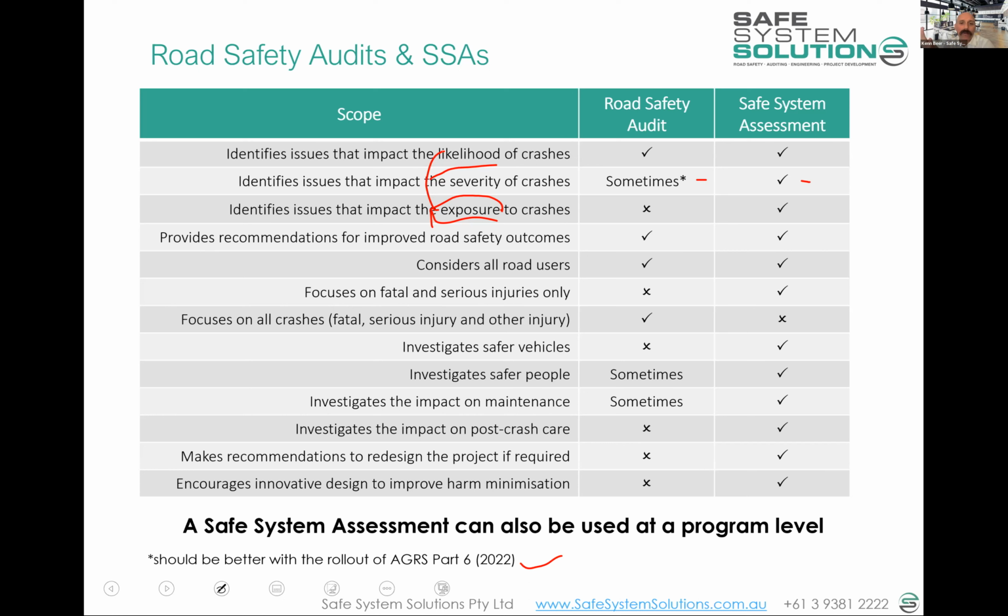Then there are these other elements: the vehicles, the people, the maintenance, post-crash care, and all of the qualitative questions that are asked around those in a full safe system assessment. Sometimes auditors are good at picking up some of that, but they're not forced to distinctly consider these questions the same way that they are in a safe system assessment.